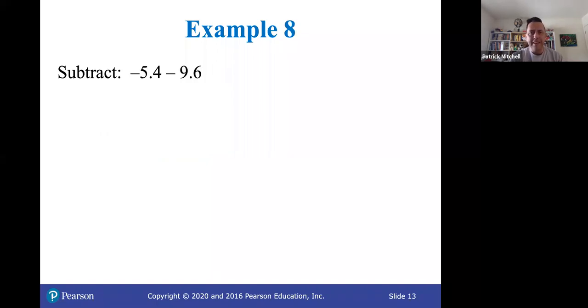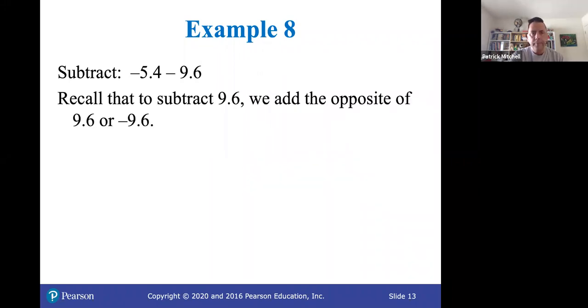All right, now we're subtracting a negative from a negative. So this is the kind of problem that I always like to turn into add the opposite. Think of -5 and 4/10 minus 9 and 6/10. Think of that as -5 and 4/10 plus -9 and 6/10. I'm adding the opposite. And when you add negative numbers or two numbers with the same sign, you ignore the signs and you add. Okay. 5 and 4/10 plus 9 and 6/10 comes out to 15.